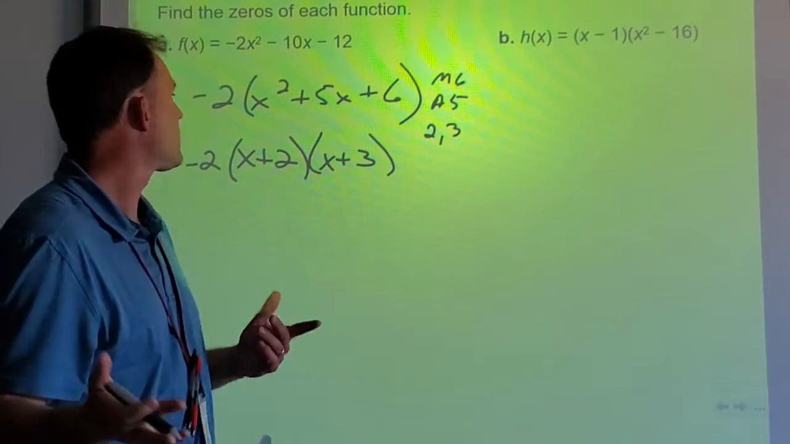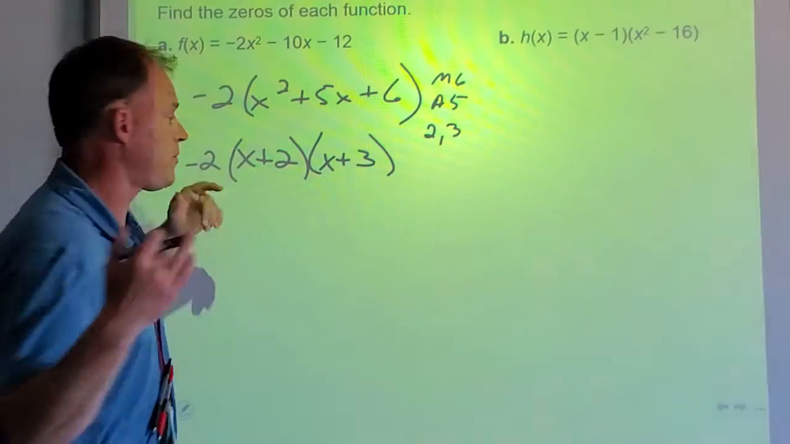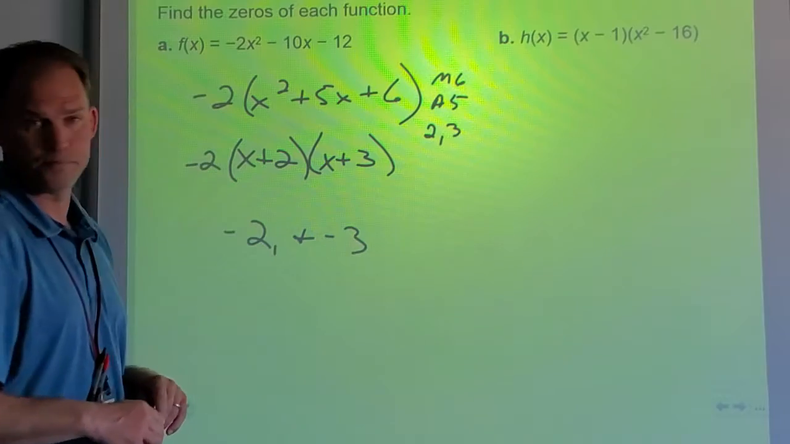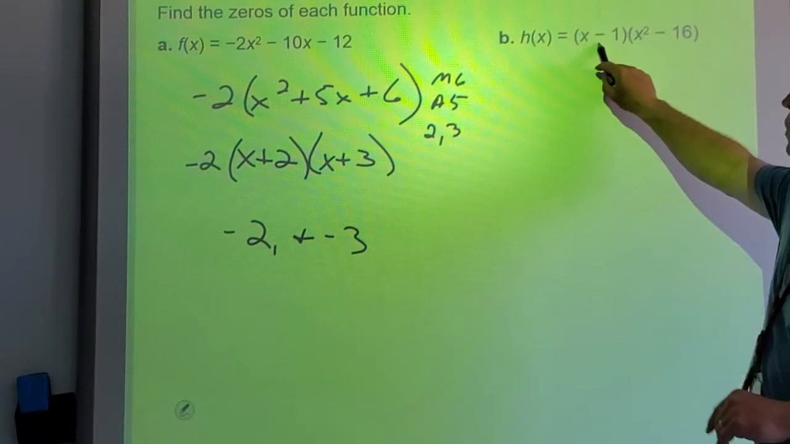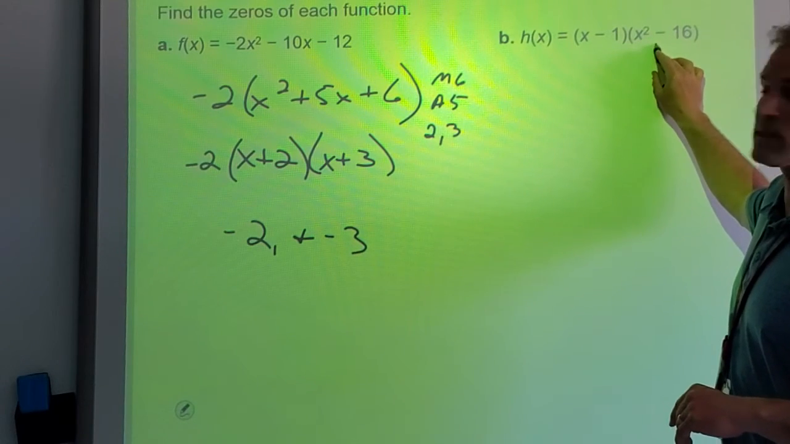So there you go. The problem just says find the zeros. I don't have coefficients to worry about, so the zeros are -2 and -3. All right? So this, I got a factor here. What's this going to be factored?